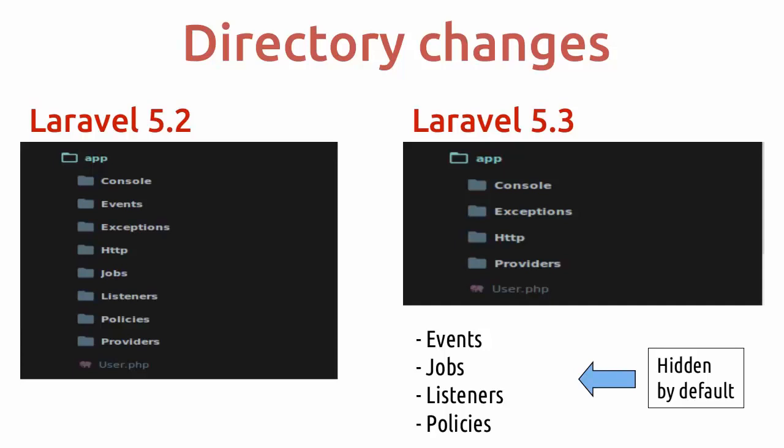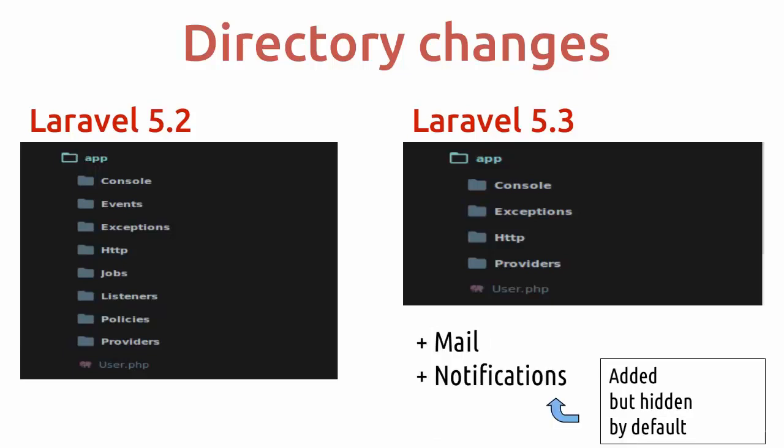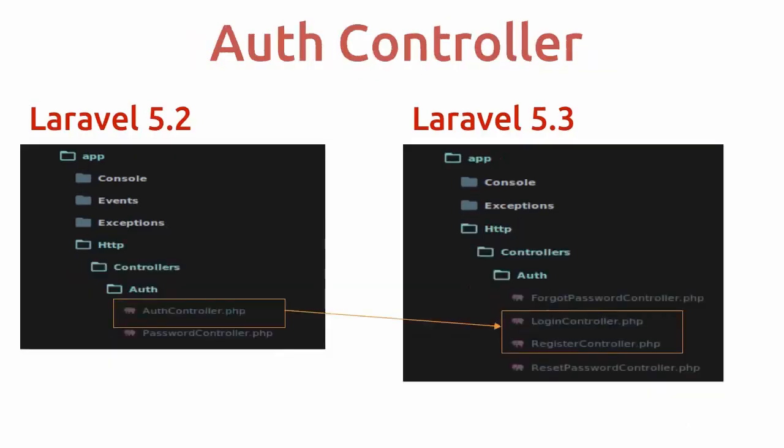So if you need them, you should make them manually, or they will be created automatically when you create a file using the artisan generator. For example, when you create a job using the PHP artisan make job command, then the jobs directory will be created. In addition, in Laravel 5.3, there are also 2 additional directories which do not show up by default, but might show up if you use an artisan command: the mail directory to store mailable classes, and the notifications directory to store notification classes. The third change is the authentication controllers.